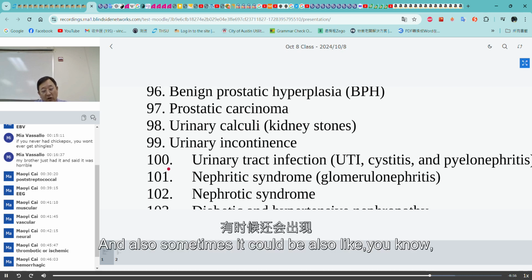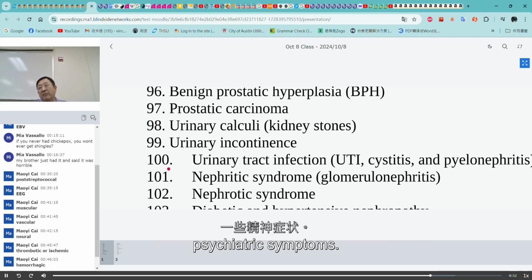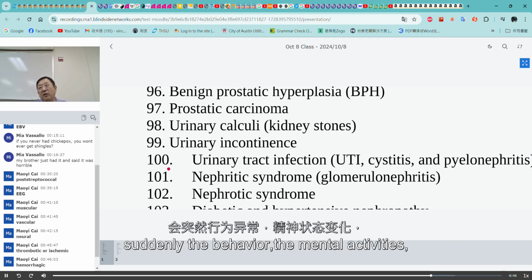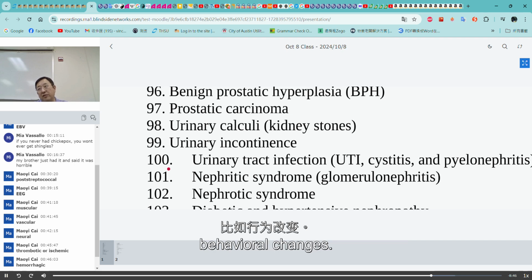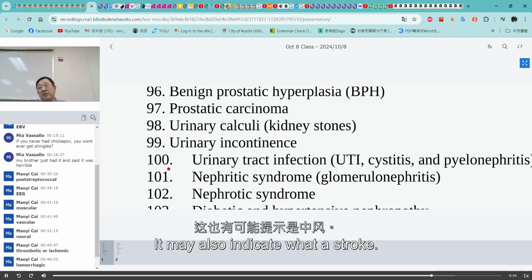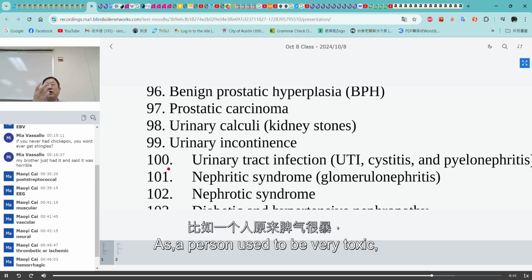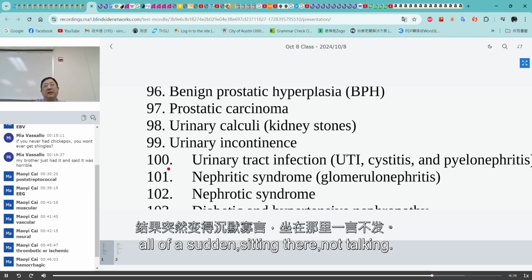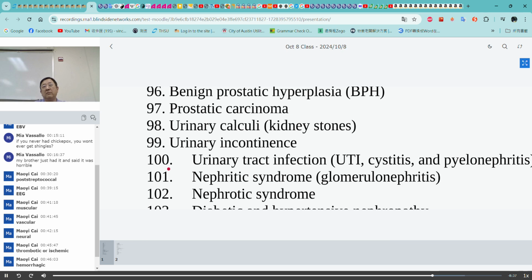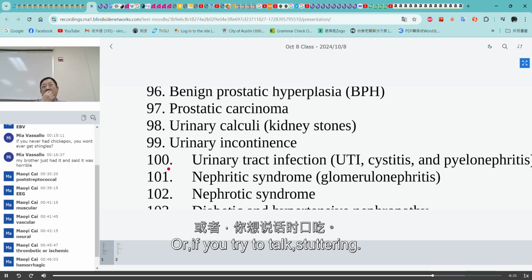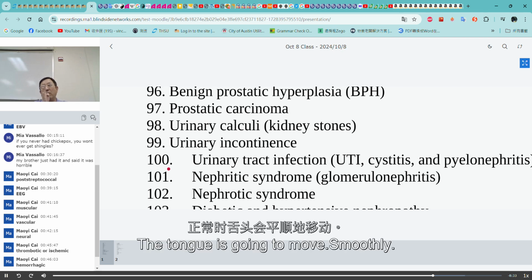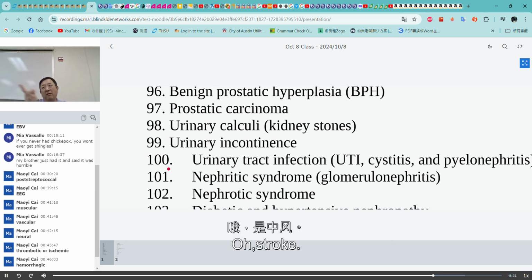And also sometimes it could be psychiatric symptoms, like suddenly the behavior, the mental activities, your behavior changes. It may also indicate a stroke. A person used to be very talkative, all of a sudden sits there not talking. Or if they try to talk, stuttering, the tongue does not move smoothly, and then you suspect stroke.